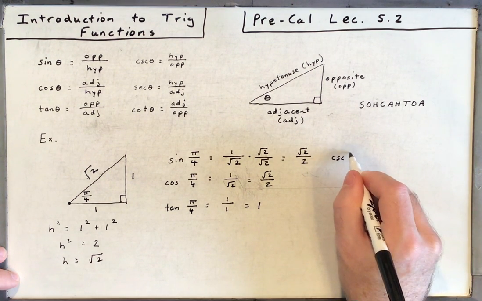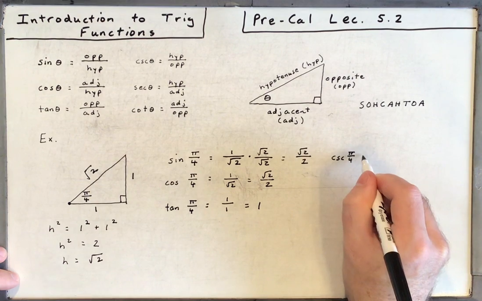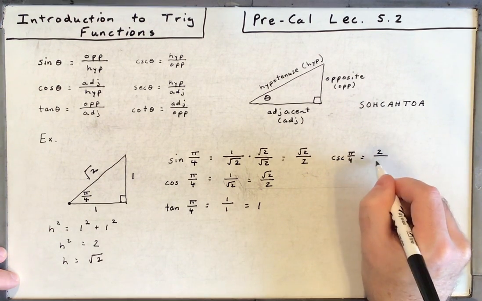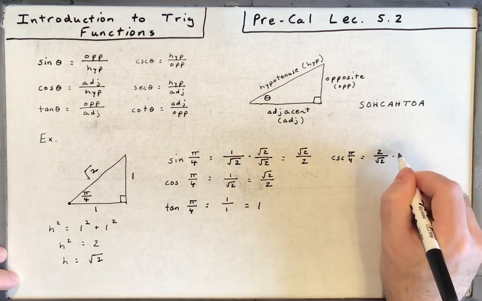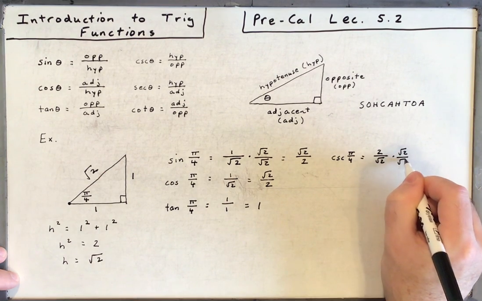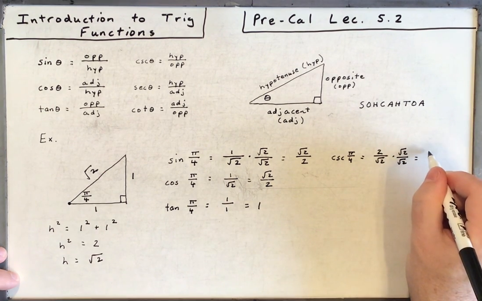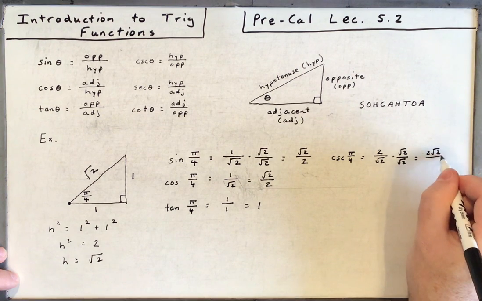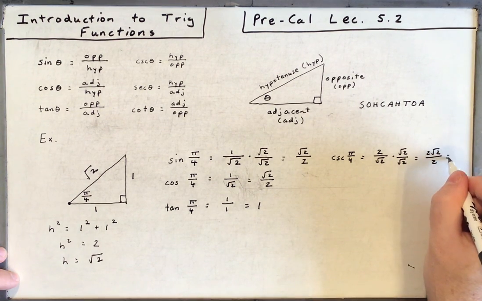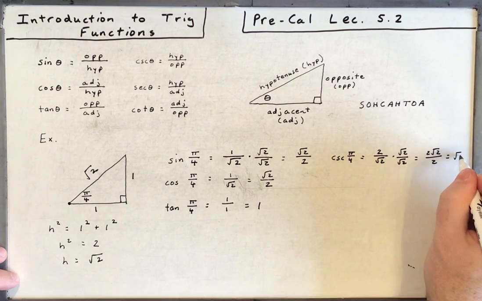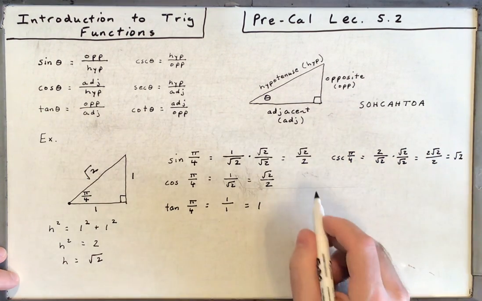Cosecant is going to be 2 over the square root of 2. If we rationalize that, which you don't always have to do, that's going to be 2 root 2 over 2, and the 2 over 2 cancels, so that's just root 2.